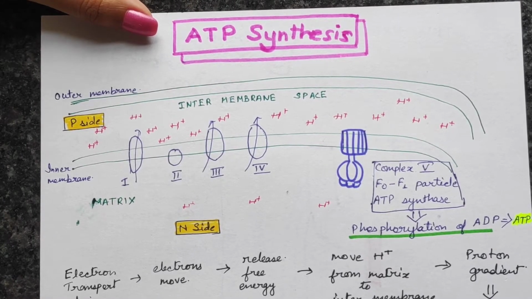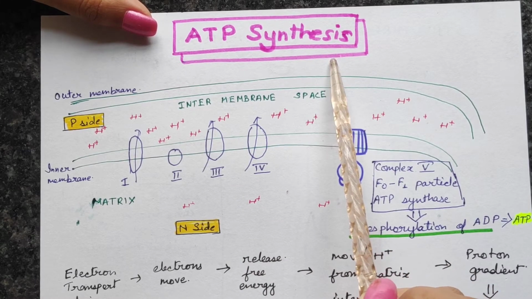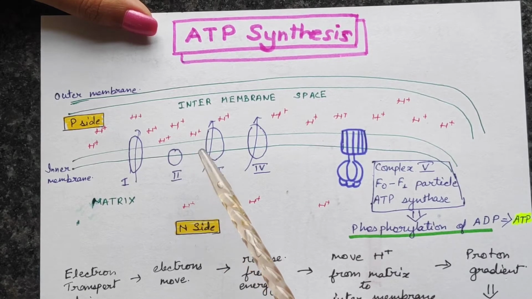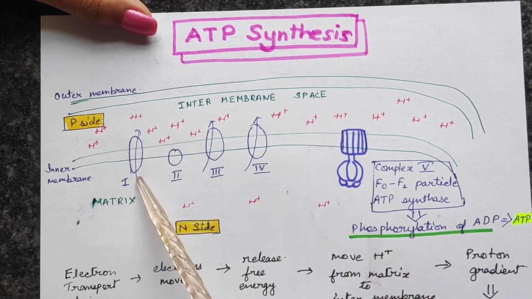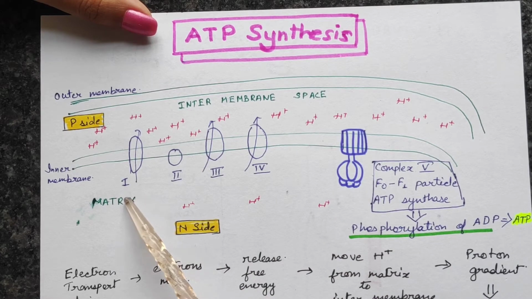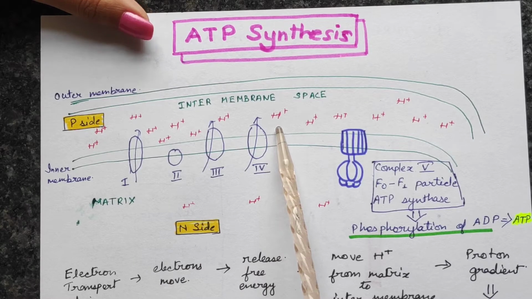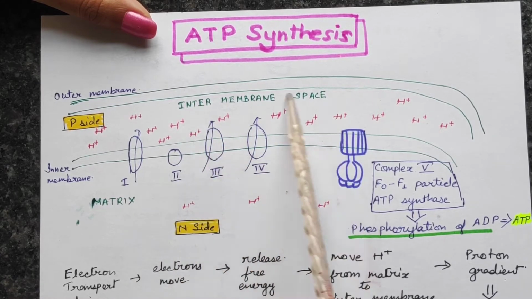Hello students, in this video we will discuss ATP synthesis. Now I'm sure you have watched the previous video of the respiratory chain in mitochondria, that is the electron transport chain, where I had explained how the electrons are passing from one complex to the other, and therefore that free energy is being utilized for moving the protons from the matrix to the intermembrane space.